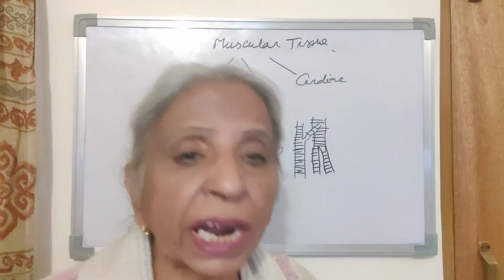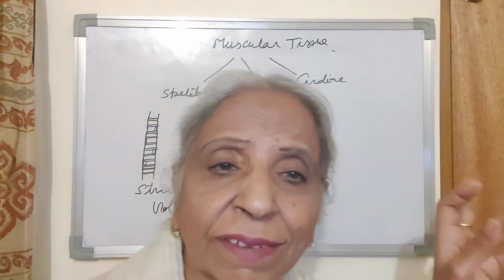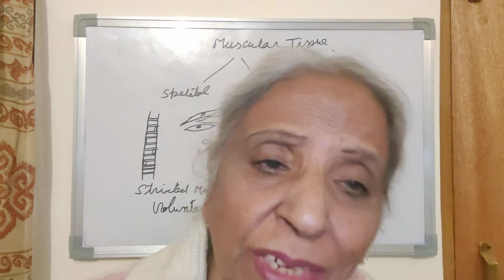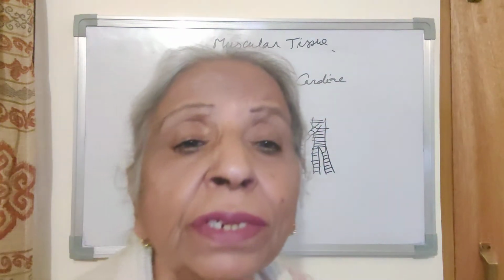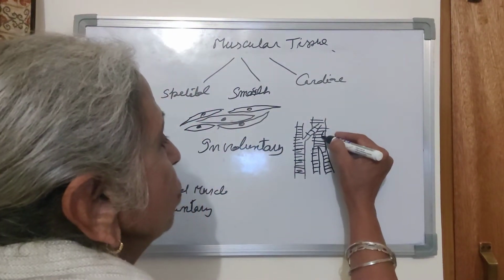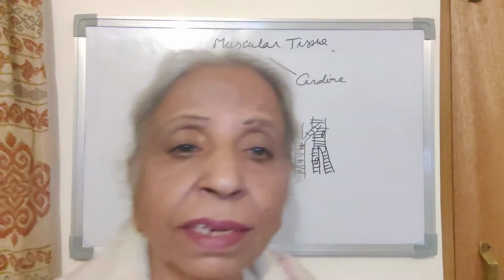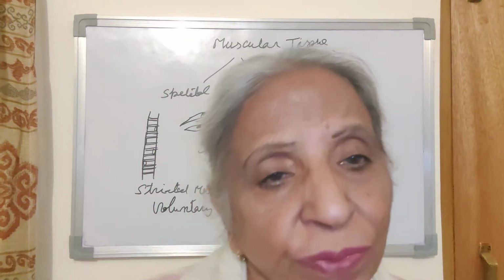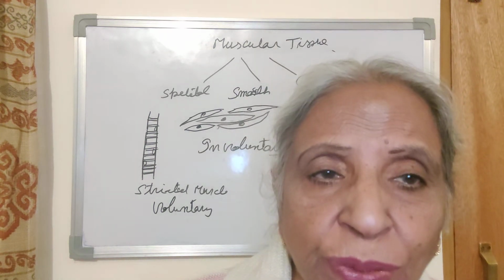Then we come to cardiac muscle. Cardiac muscle is formed of cells which also have striations, alternate light and dark bands. They are striated in appearance, but they are branched and uninucleate. They are present around the heart and help in the working of the heart, contraction and relaxation of the heart. So this is all about muscular tissue.